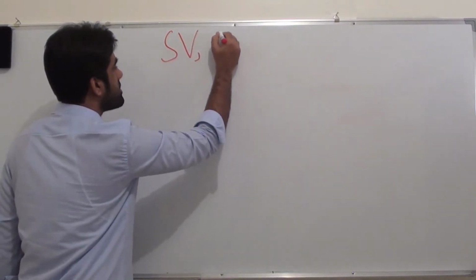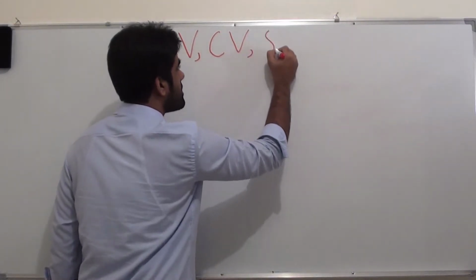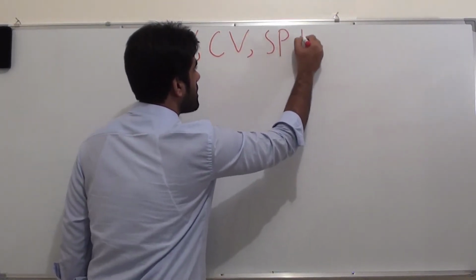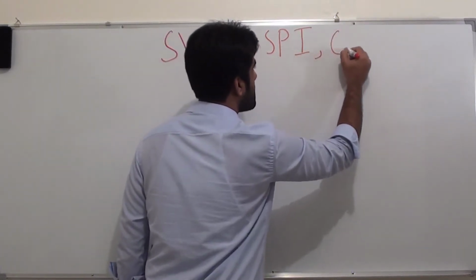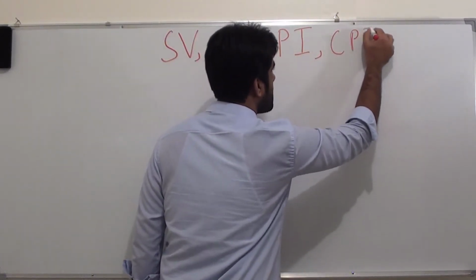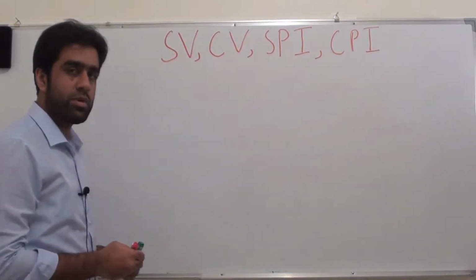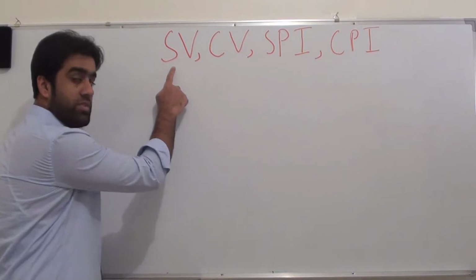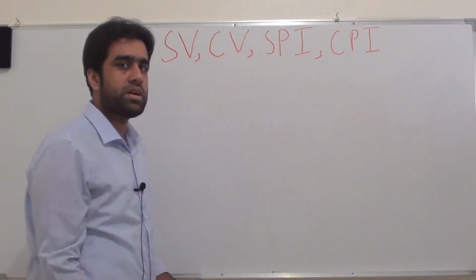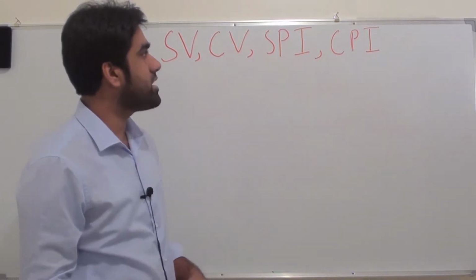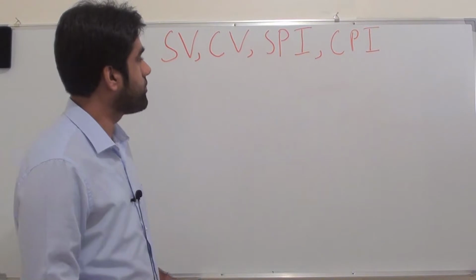Today we are going to discuss a few very important topics: schedule variance, cost variance, schedule performance index, and cost performance index. Let's remember these acronyms: SV, schedule variance; CV, cost variance; SPI, schedule performance index; and CPI is cost performance index. So what are they?